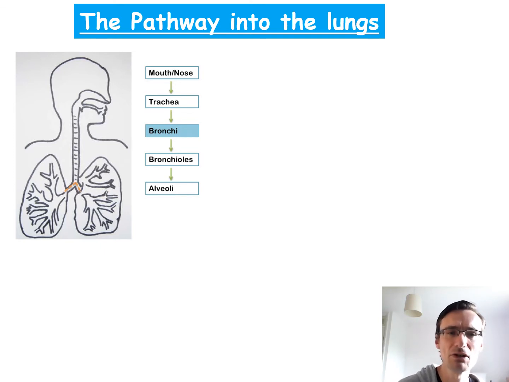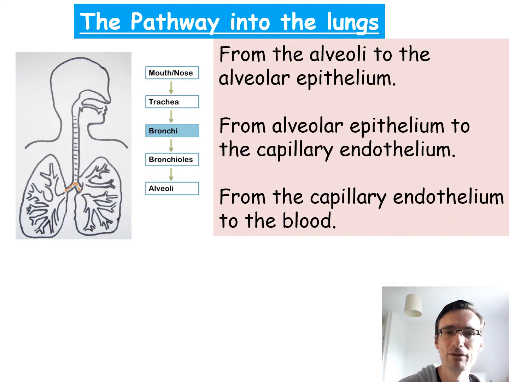Now, as basic as this seems, you do need to know that pathway of air into the lungs. So the air travels from the mouth and nose down the trachea, into the bronchi, into the bronchioles, and then into the alveoli. And obviously from the alveoli, it goes through the alveolar epithelium, which is the layer of cells. So epithelium cells are always on the external surfaces, and these technically are in the environment. And it goes through the capillary endothelium and then into the bloodstream, into the erythrocyte.